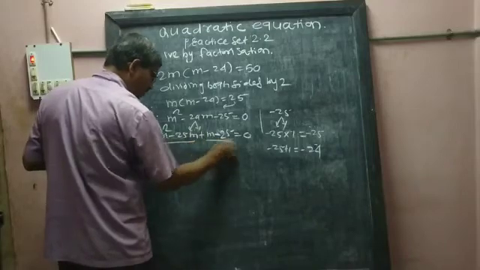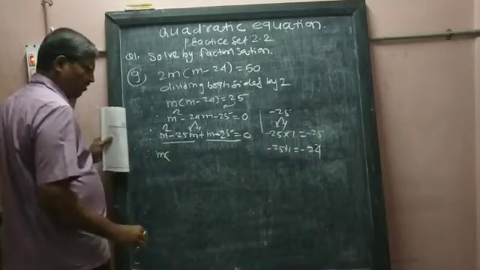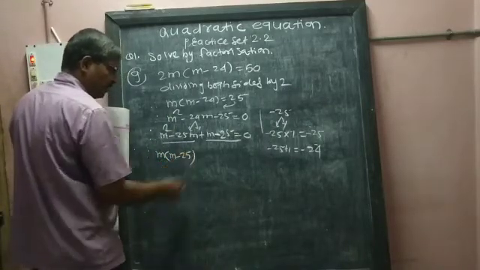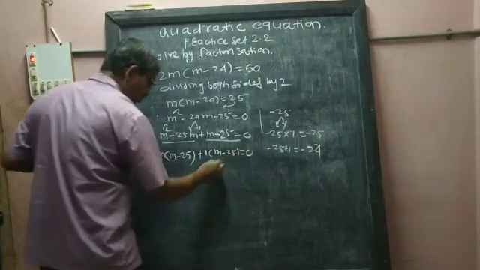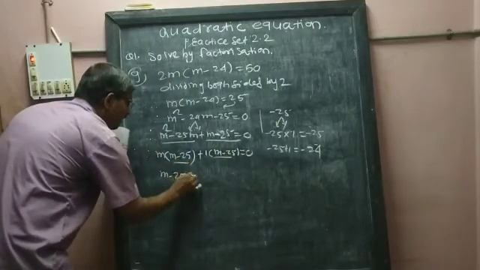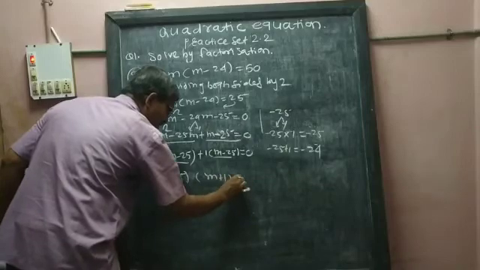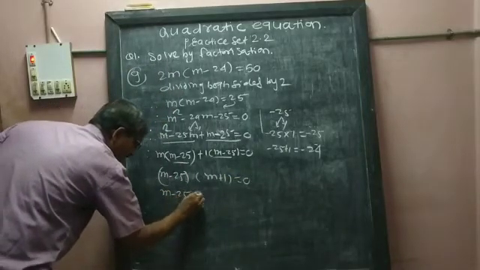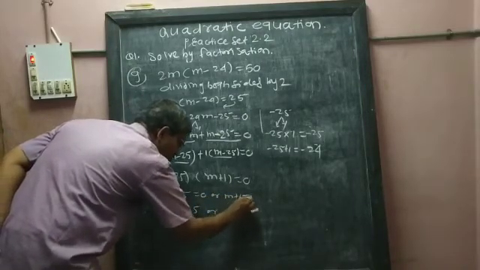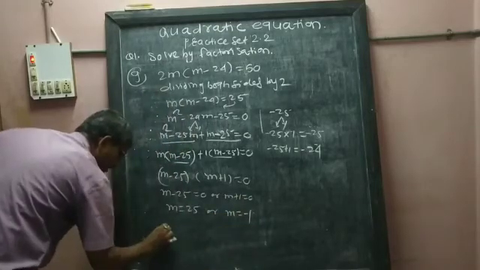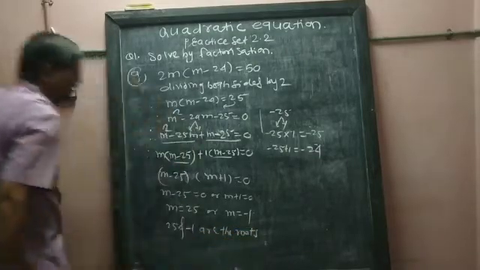Now make groups of two terms. From the first group you should take out m common, then m minus 25. From the second group you should take 1 common, m minus 25 is equal to 0. So m minus 25 in one bracket and m plus 1 in the other. Now m minus 25 is equal to 0, m is equal to 25, or m plus 1 is equal to 0, m is equal to minus 1. Thus 25 and minus 1 are the roots of the given equation.